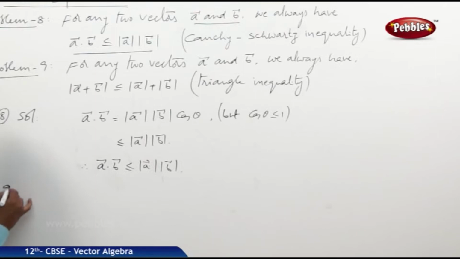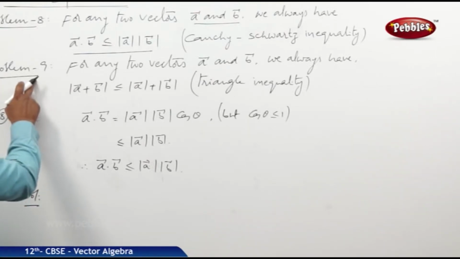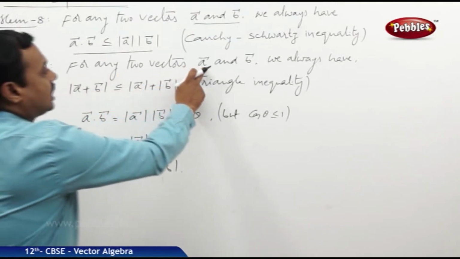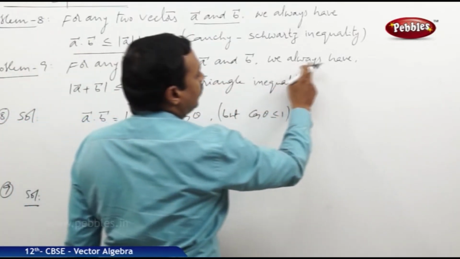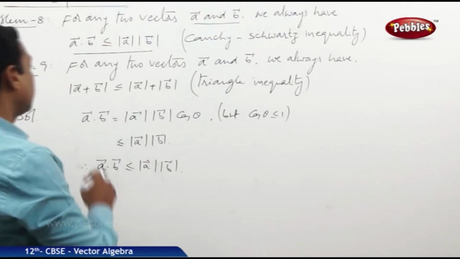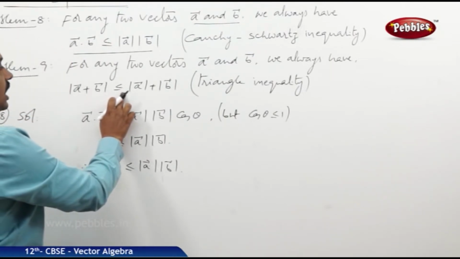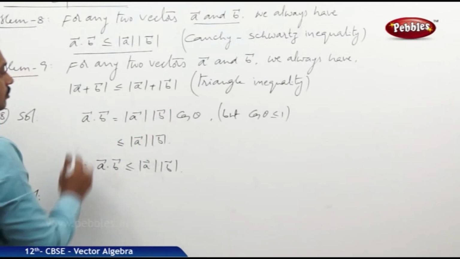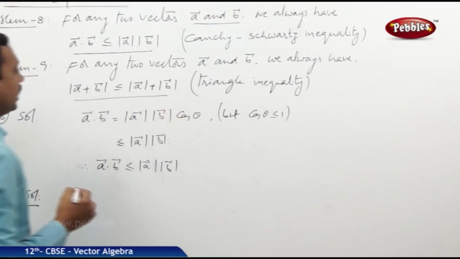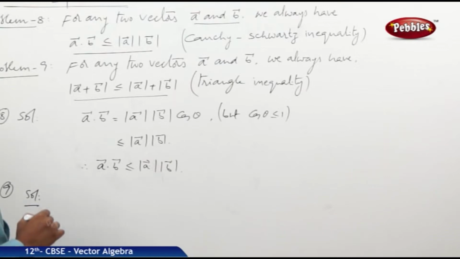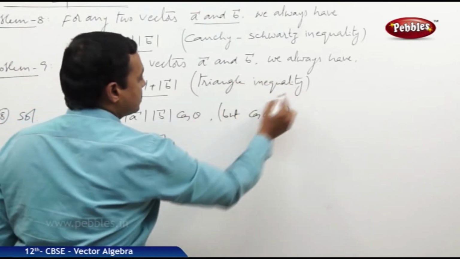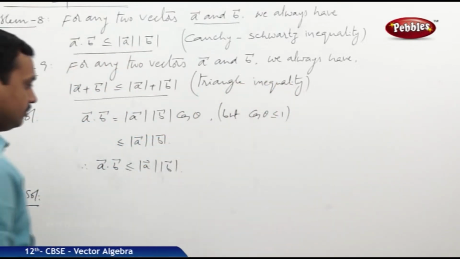Next one, the ninth one. For any two vectors A bar and B bar, we always have modulus of A plus B less than or equal to mod A plus mod B. This is known as the triangle inequality.